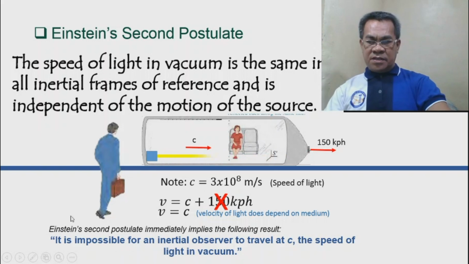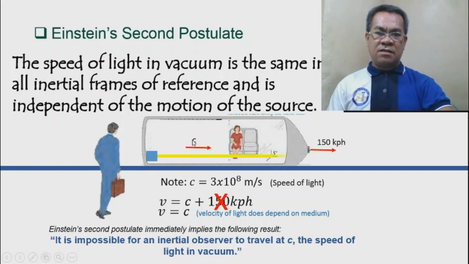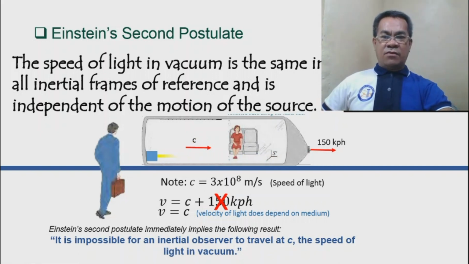So therefore, the second postulate immediately implies the following results. It is impossible for an observer to travel at the speed of light. So therefore, no particle can move with the speed of light. Okay? So the ultimate speed is only what? It is only the velocity of light. Particles cannot move more than the speed of light.